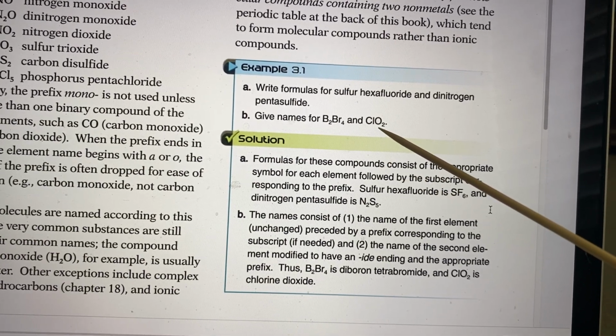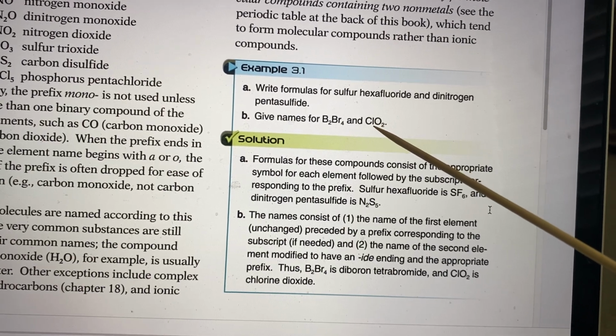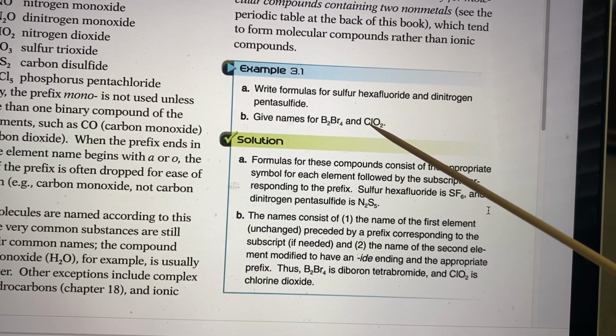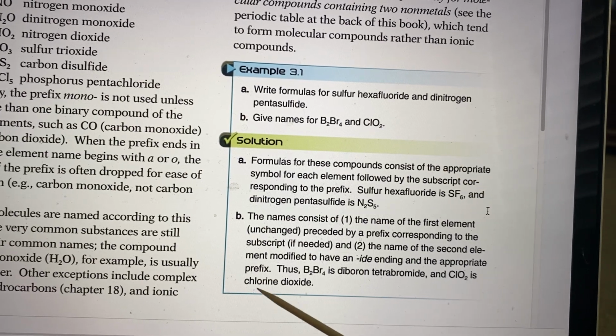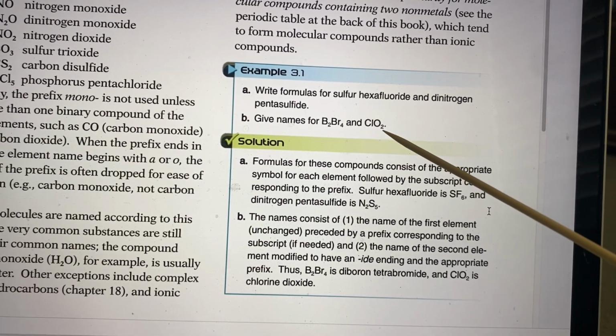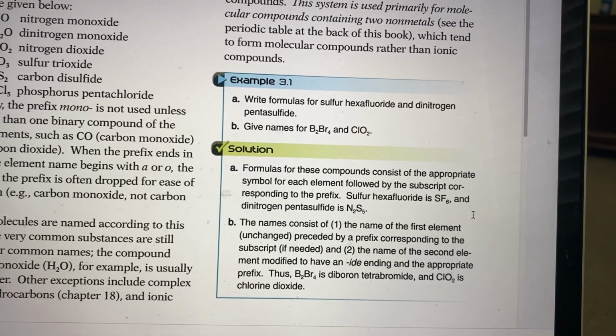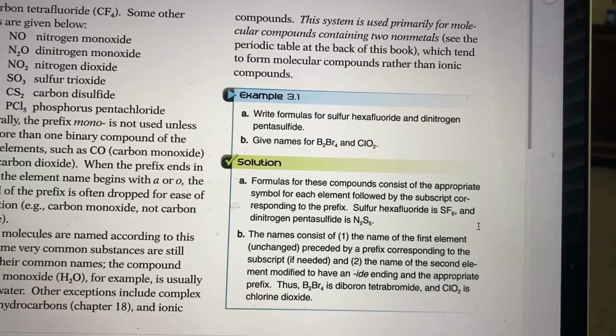Okay, how about this one? So we have Cl is chlorine and 2 oxygen. So it's going to be chlorine dioxide, 2 oxygens. So you get that? So, okay.